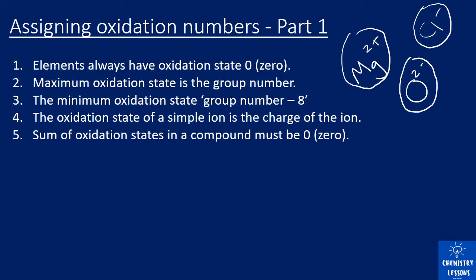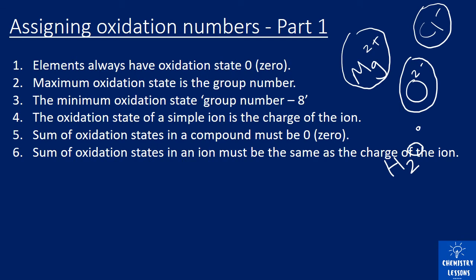Now, if it's a compound, let's just say we've got a compound like water, H2O. Now, the sum of the oxidation states here must add up to 0, because water has no overall charge. So whatever the oxidation state of hydrogen is, and whatever the oxidation state of oxygen is, if we add them all together, the sum must be 0. Okay, and more of that in a minute when we look at some examples.